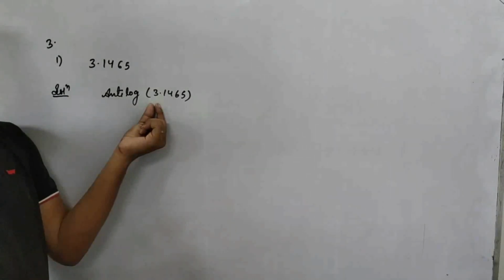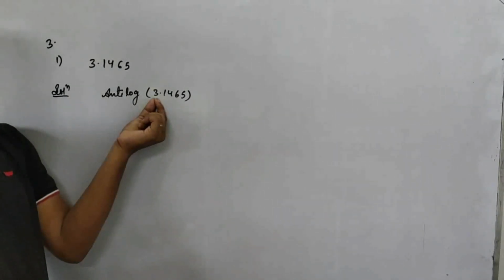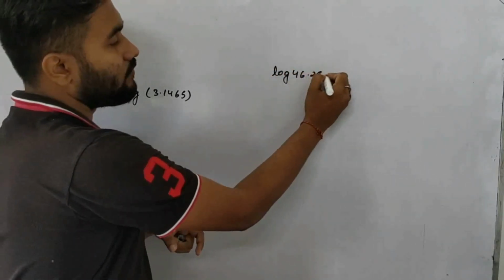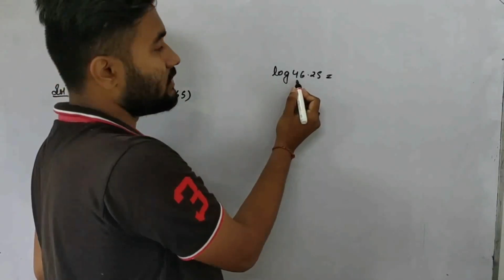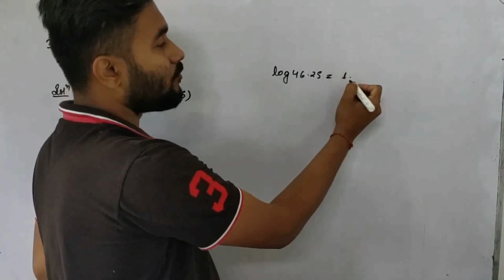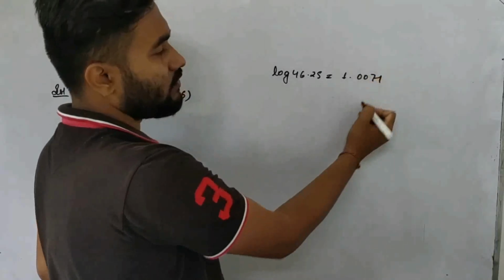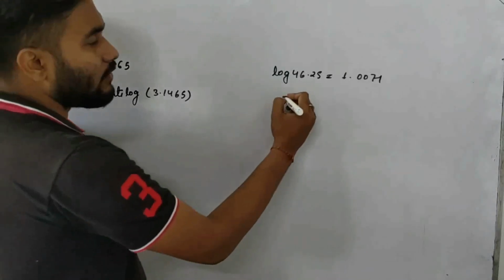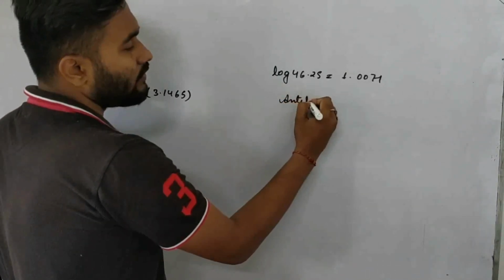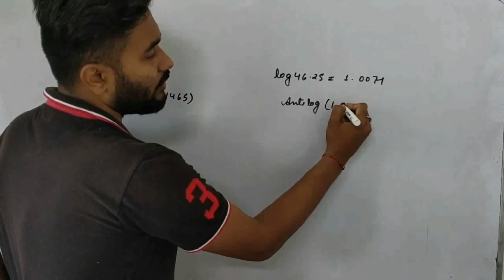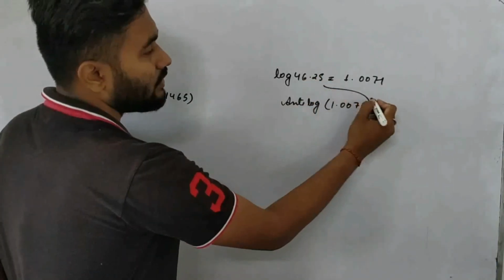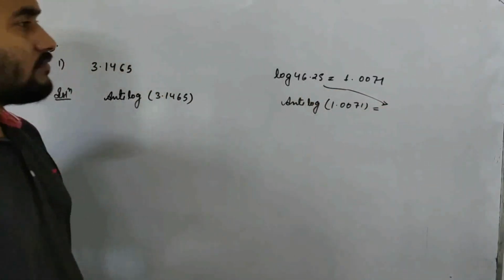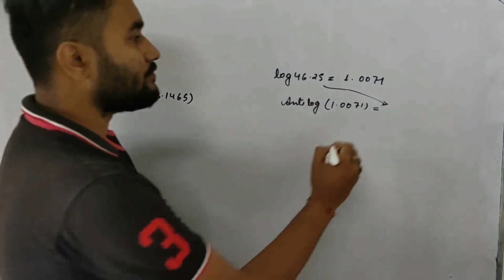This 3 is the characteristic, right? Say, for example, your value is 46.25. First I write the characteristic: there are 2 digits, so it is 1 point, say 1.0071. This is the answer. So while writing the logarithm you write the characteristic. While finding the anti-logarithm, when you take the anti-log of 1.0071, your answer will be 46.25. It is just the opposite.